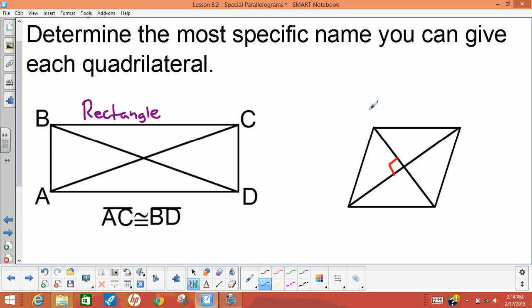Over here, I have two diagonals, and it looks like they're making a right angle. Now that happens in a square, and it happens in a rhombus. Again, in this example, I have no other information. There's nothing else drawn on here. There's nothing I'm told to tell me that this shape is a square. The only thing I know is that it must be a rhombus, because in a rhombus, the diagonals are perpendicular and they give us right angles.